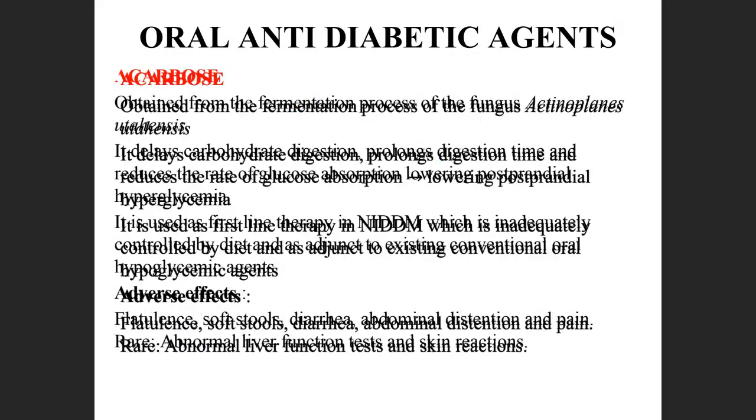The next drug belongs to the alpha glucosidase inhibitors, acarbose. The importance of acarbose is that it delays the digestion of carbohydrates immediately after taking food. It prolongs the digestion time. Thereby, it reduces the rate of glucose absorption also, so it lowers postprandial hyperglycemia. Immediately after we eat, the levels of glucose will increase in the body, right? So those levels are controlled by acarbose.